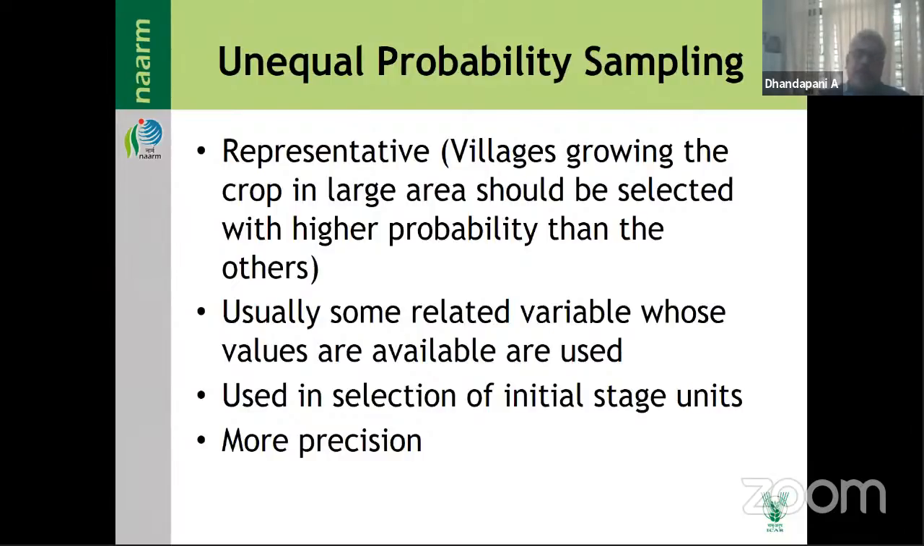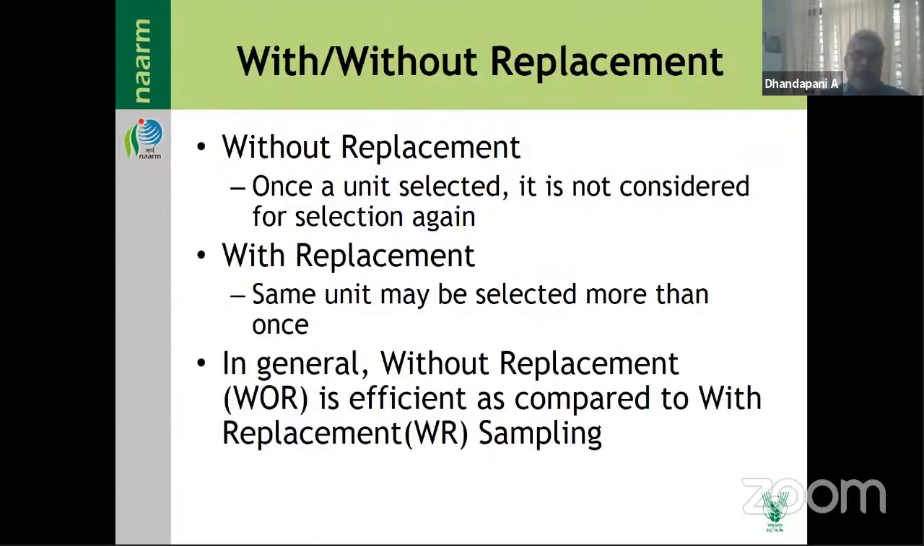For example, area under the crop at a village level, you may not have it, but you may have it at a block level or a district level. So you can use it at a larger unit rather than at a very small unit. So use this unequal probability sampling scheme particularly to select at the initial stage, because it can increase your precision.